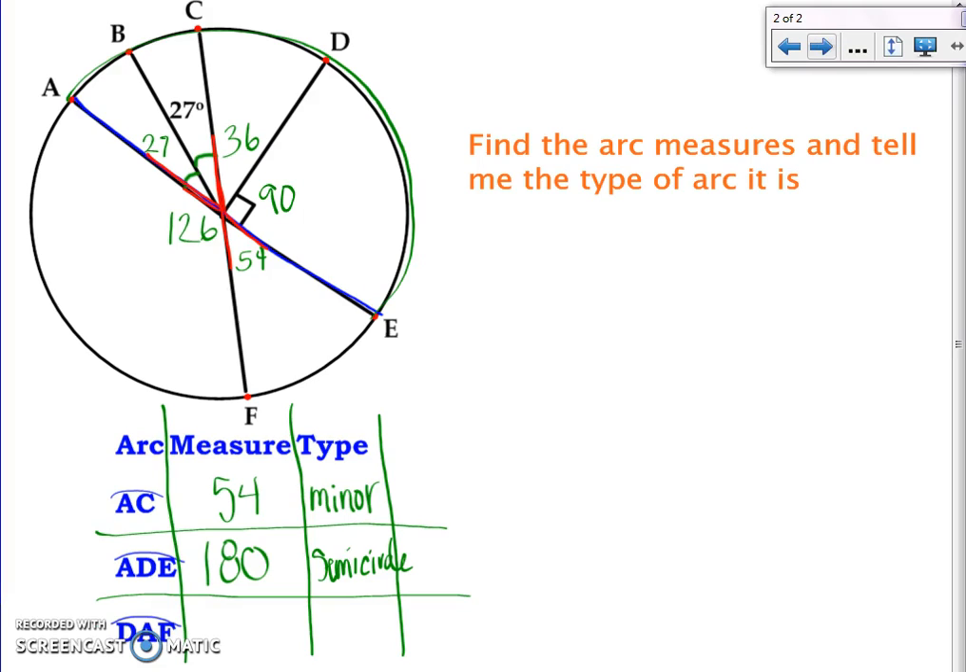Okay, and then D, DA all the way around to F. That's a major arc. And how much was it? Any questions on that?